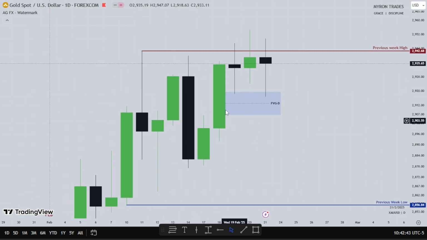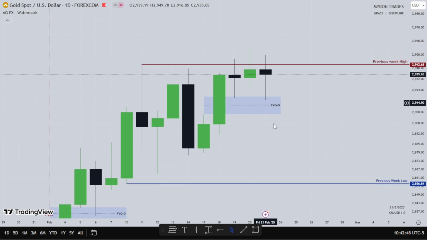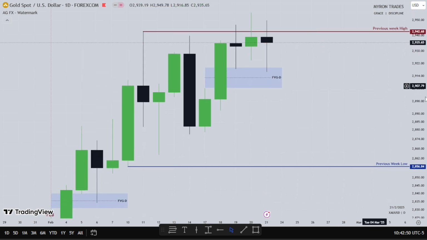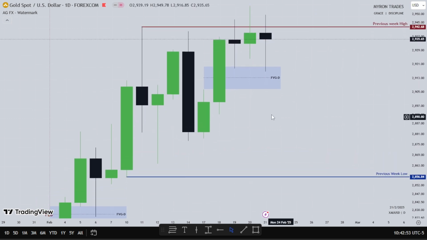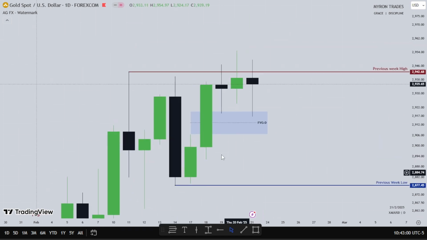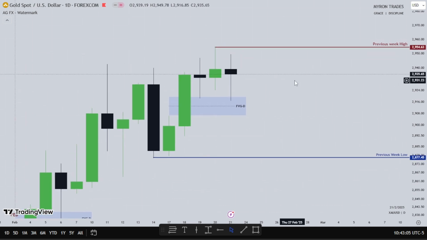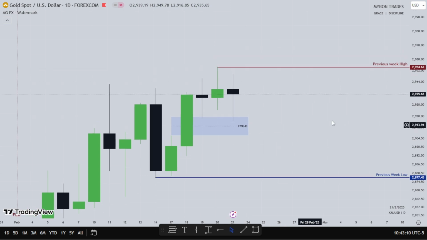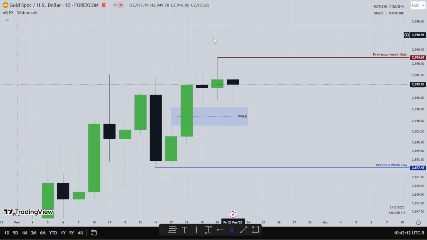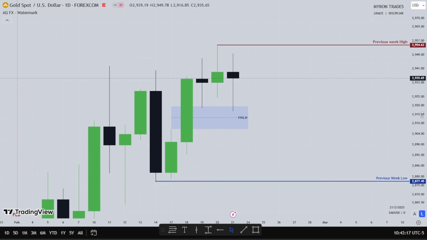For the new week, I'll be expecting gold to use this fair value gap again. Either we'll find support from it or we'll find resistance from it. So this will be my previous week low, and this will be my previous week high. I'll be looking at this high and this low as my main points on gold for next week. So I want to see if price will be reaching for this high or this low. We'll see.